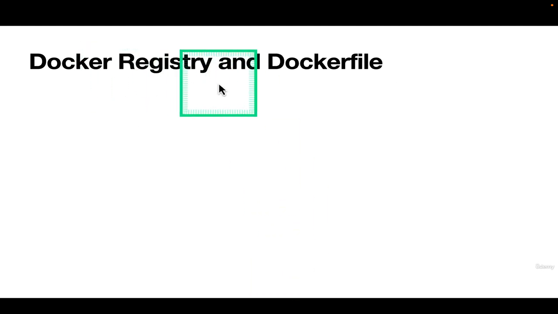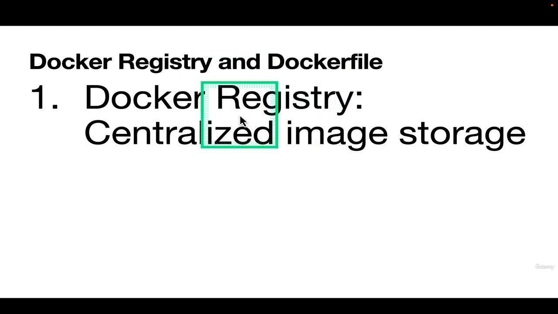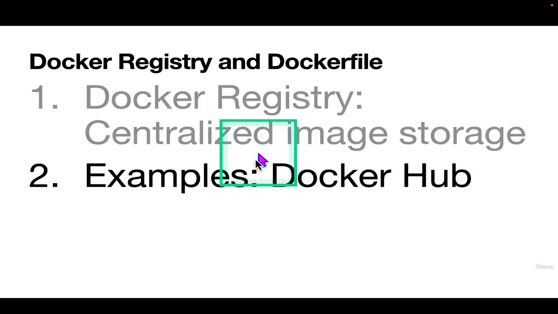Docker Registry and Dockerfile. Docker Registry, which we can consider as centralized image storage. It's a centralized service for storing and distributing Docker images, making it easy to share and access images across different environments. Example, Docker Hub. And Docker Hub is a very popular example of a Docker registry, which you might have already experienced.